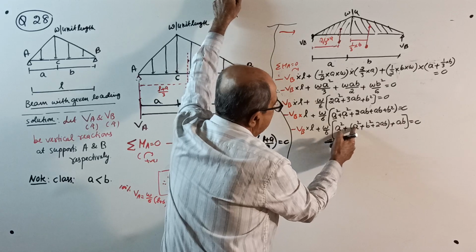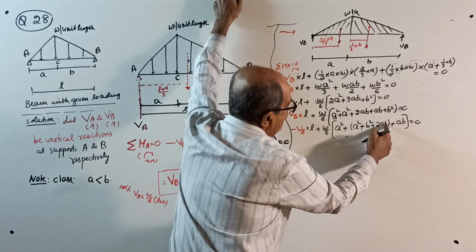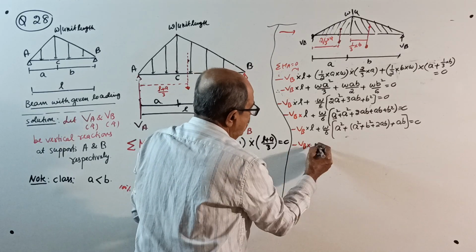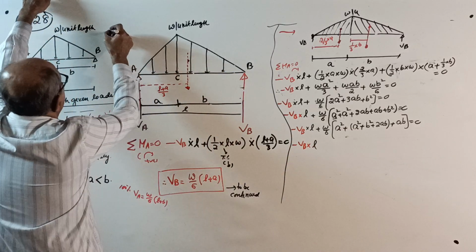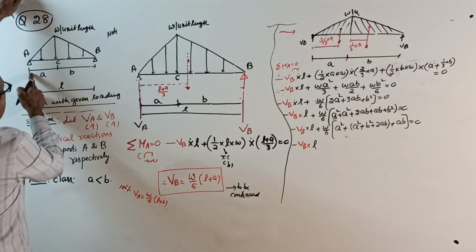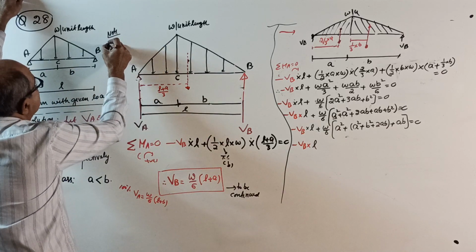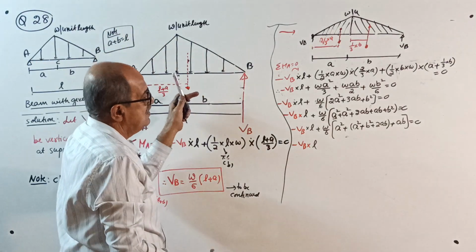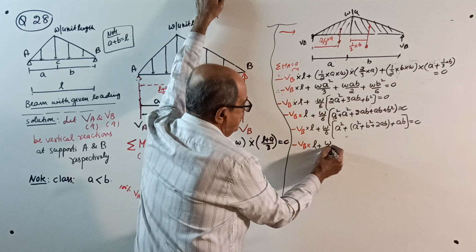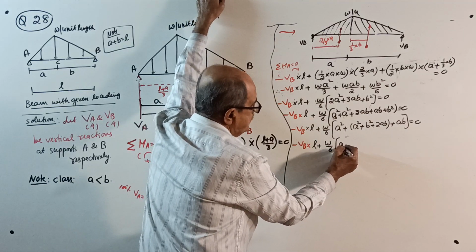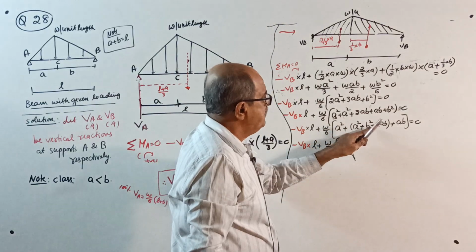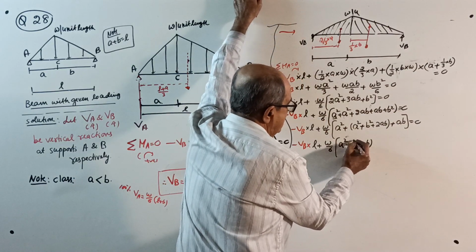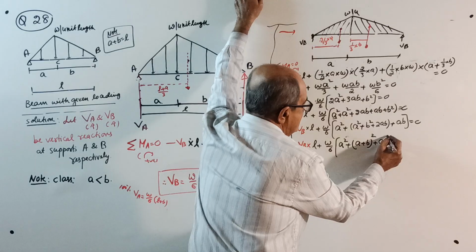Correct? A square plus A square, 2A square, correct? 2AB, AB, 2AB, AB, B square. Or minus VB into L. One note you make here. Somewhere here, note: from here A, from here B means 100% your A plus B equal to L. Common sense is sufficient to know. Okay. Now minus VB into L plus W by 6 times, see, A square plus A square plus B square plus 2AB is A plus B whole square. A plus B whole square plus AB equal to 0.